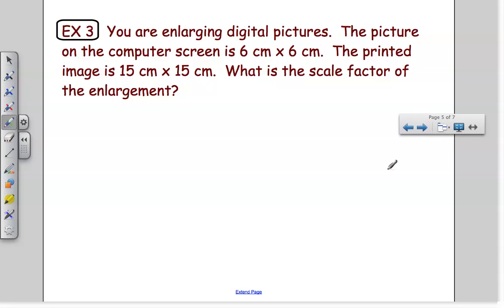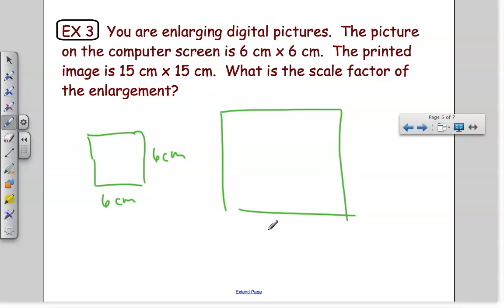A real life example here, you're enlarging digital pictures. So we're making them greater. We're doing an enlargement here of some pictures. The picture on the computer screen is 6 centimeters by 6 centimeters. Oh, it's a square actually. 6 centimeters by 6 centimeters. The printed image, now we're making it larger, is 15 by 15.